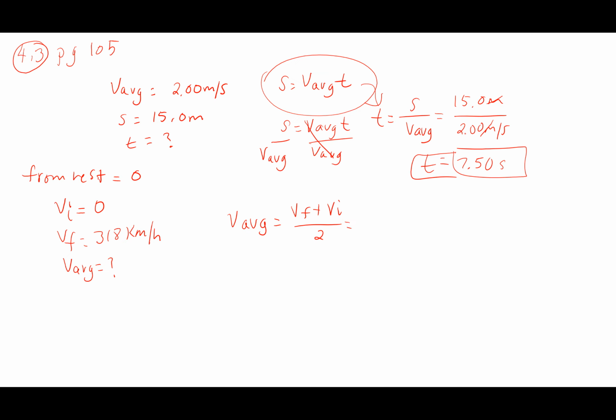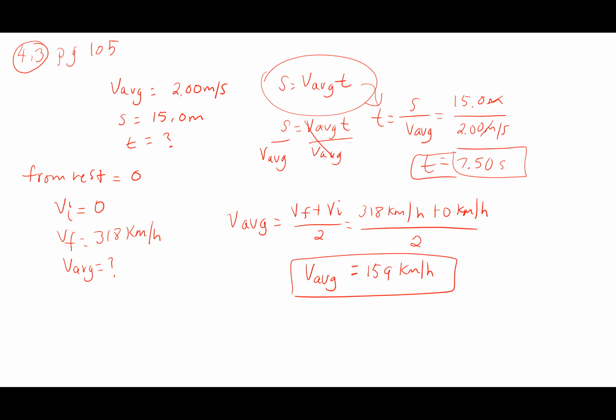So our V final was 318 kilometers per hour plus 0 kilometers per hour. They need to be in the same units too, so verify that. Divided by 2. Always make sure your units are in the same format. If not, you need to convert them to that format. So now this is going to equal 159 kilometers per hour. Okay, the average.